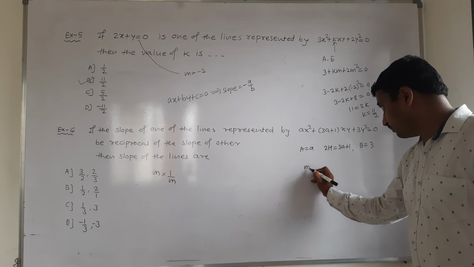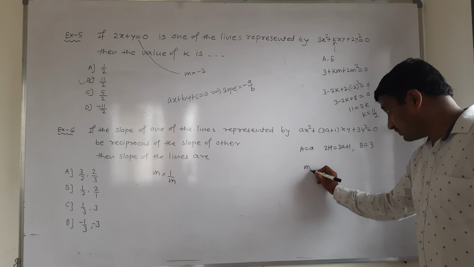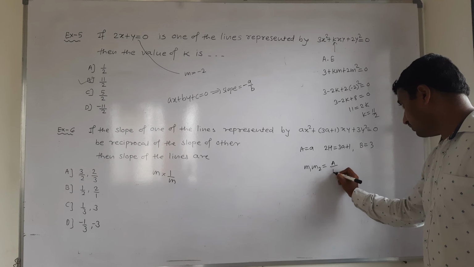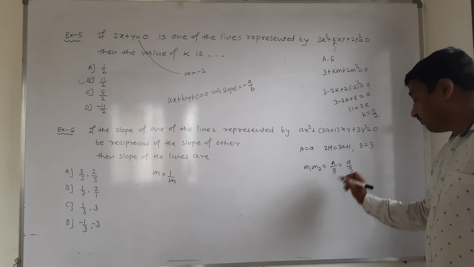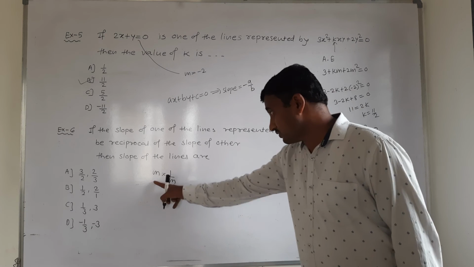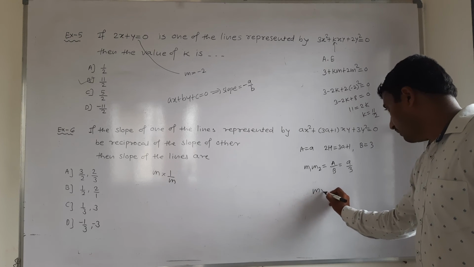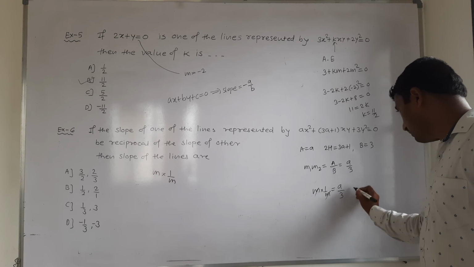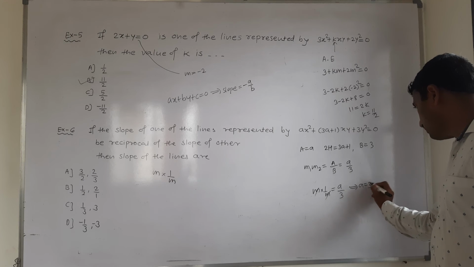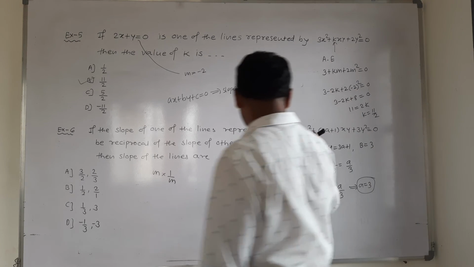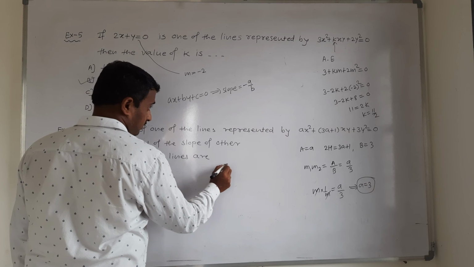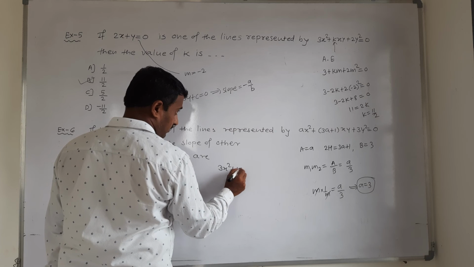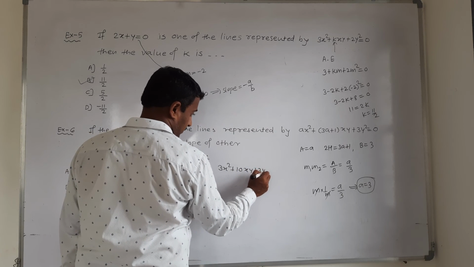Product of the slopes m1 m2 is equal to what? A by b, that is a by 3. But the product of the slopes, that is reciprocals of each other, therefore m into 1 by m is equal to a by 3. Therefore m cancels, it is 1, which implies a is equal to 3. With the value of h, this equation becomes 3x square plus, a is equal to 3, 9 plus 1, 10xy plus 3y square is equal to 0.